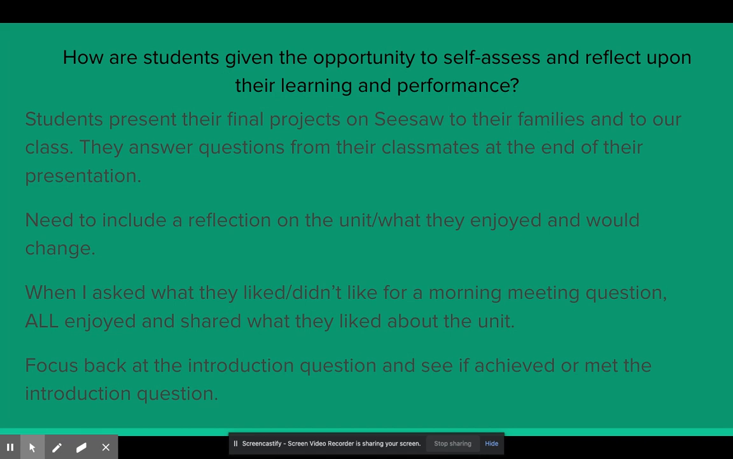I did do a morning meeting question about what they liked or didn't like, and they all said they enjoyed it and wished they could have researched another animal, and they shared what animal they would research and what adaptations they wanted, but that's about all I did. So I really need to work on that in the future, some self-assessments for them and for the unit, and then focusing back on the introduction question about how animals survive in their habitat and actually see if that was achieved or met. And that's because that's the whole purpose of the unit.